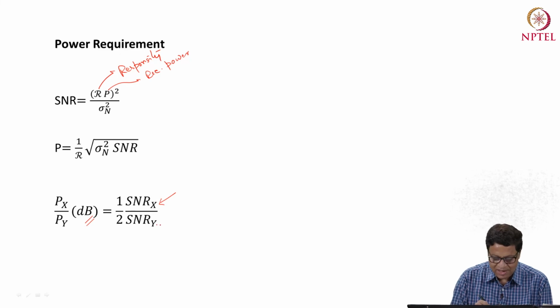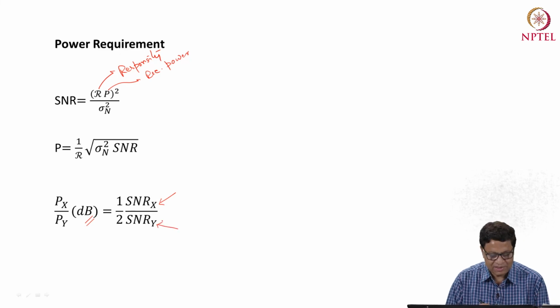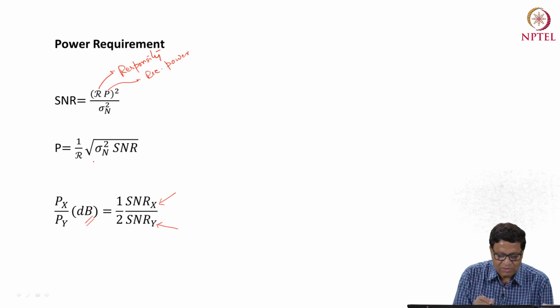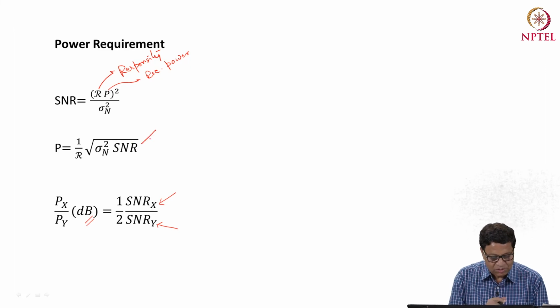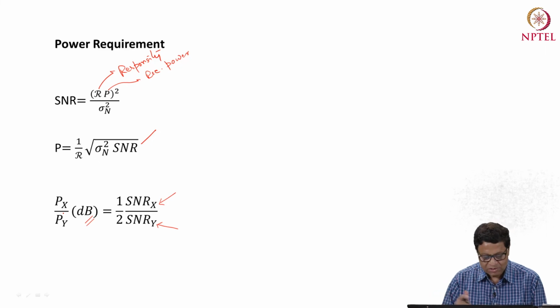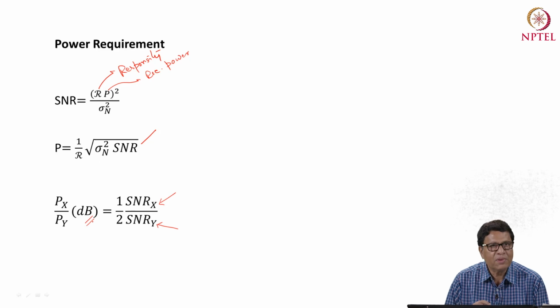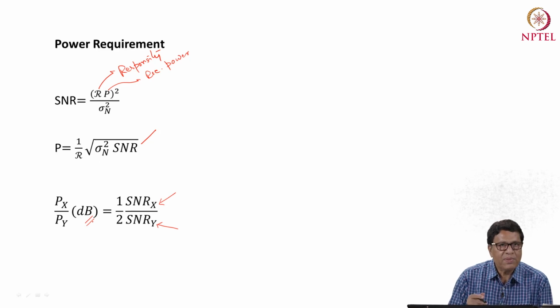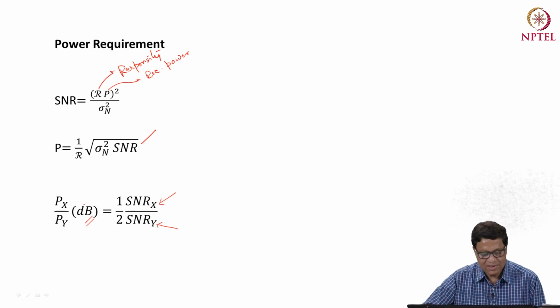modulation scheme and SNR required for Y modulation scheme. So this half is coming because of the square root function here. So this is the ratio of power for different modulation schemes. So basically I need to calculate SNR X, SNR Y, and then using this formula I can find out the ratio of one power requirement in one scheme with respect to the power required in the other scheme.